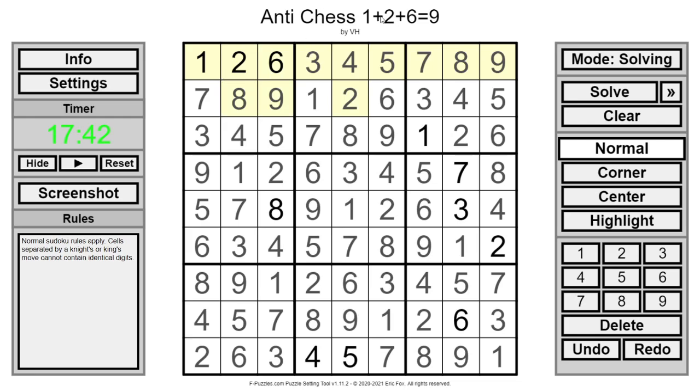I wonder what the reason is it's named what it is. Anti-chess. Maybe that's a chess variant. Because there's Sudoku variants, but there's also chess variants, which I haven't really looked into yet. In any case, enough rambling.